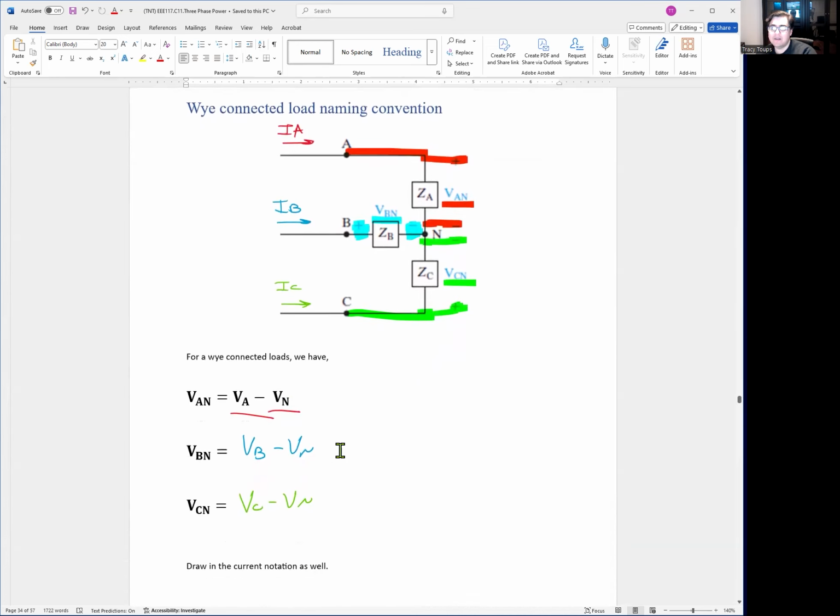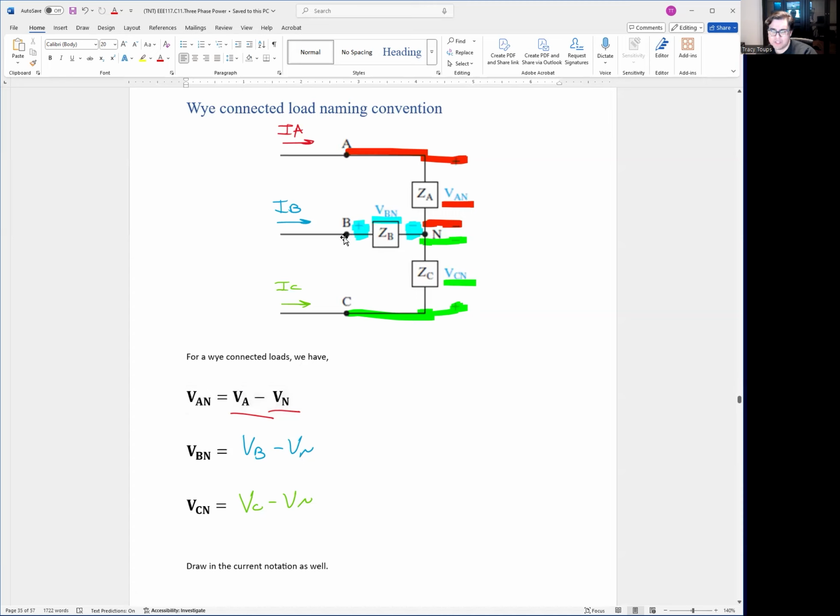Now with that said, we can start talking about the Y-connected load from last time. We have IA, IB, and IC coming in to A, B, and C. Notice the A phase voltage goes to the positive terminal of the load. On the negative terminal of the load, we have the neutral voltage. So VAN is the A phase voltage minus the neutral voltage. That's the voltage across impedance ZA. We've been using this, but we never formally called it a voltage. It's VAN, VA minus VN.